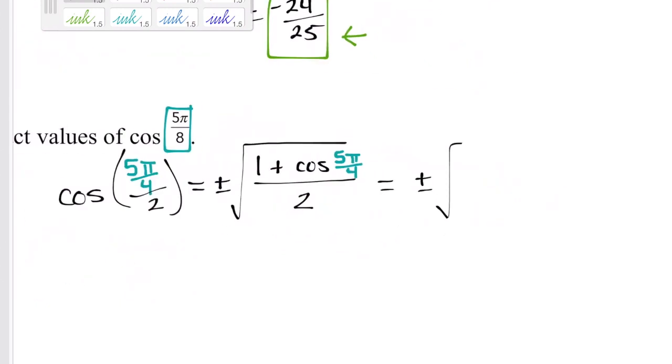Simplifying this, I can change my cosine of 5 pi over 4. I know that's my pi over 4 reference. Cosine of pi over 4 is square root 2 over 2. Because it's 5 pi over 4, I know that's the one that's in the third quadrant. It's a bit over a full pi, so that's in the third quadrant, where cosine is going to be negative. So this is now negative square root 2 over 2, and then all over 2.